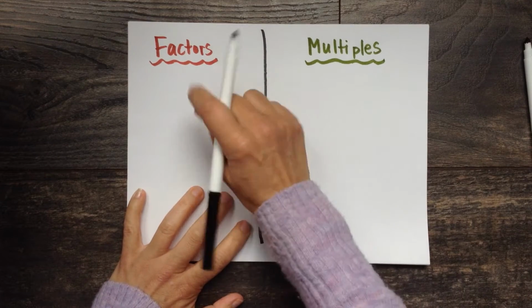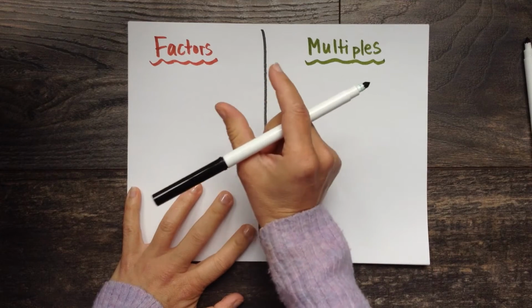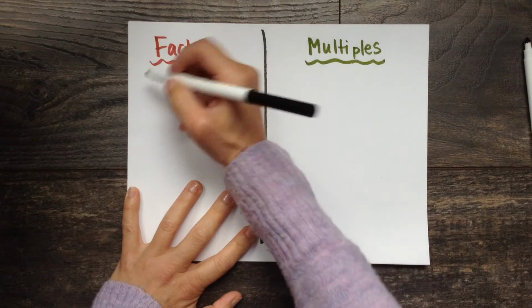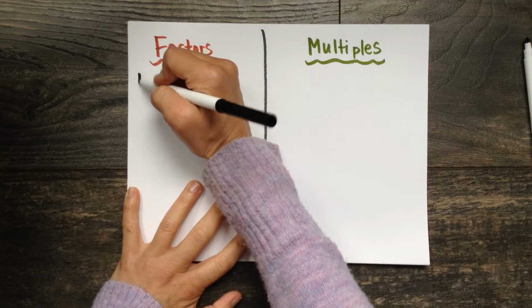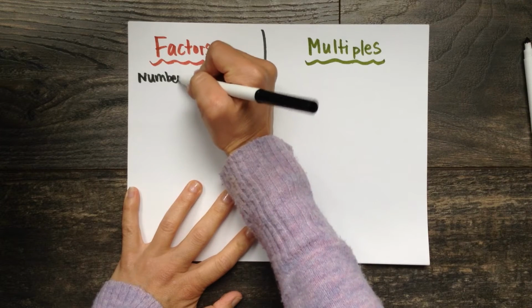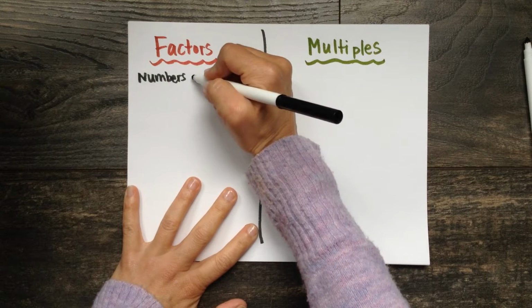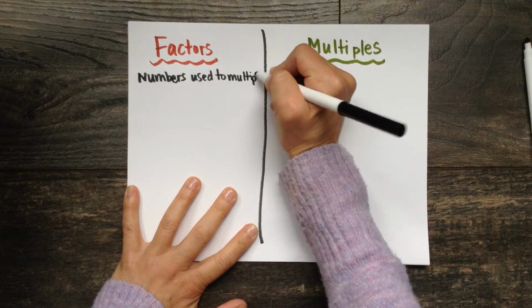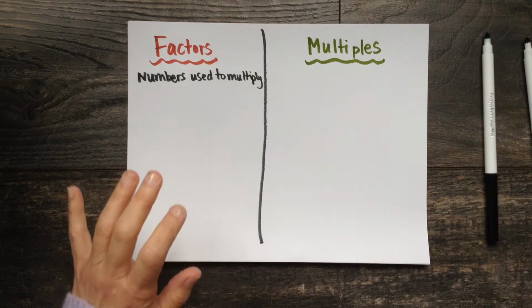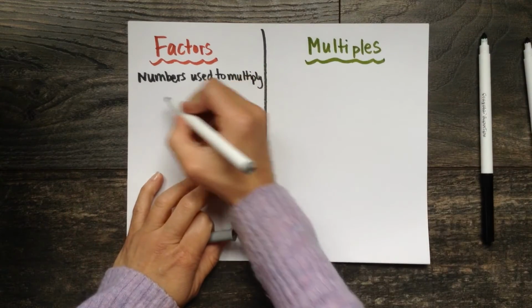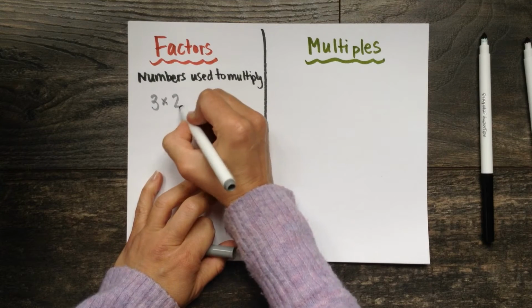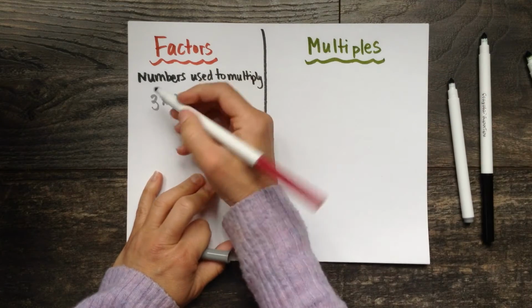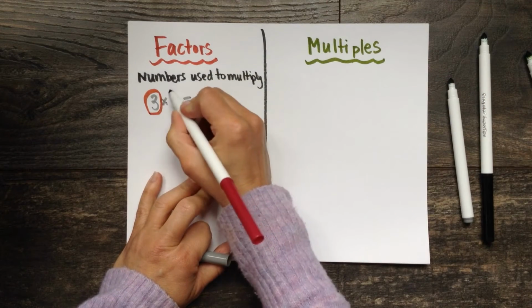So when we think about factors, I feel like they're smaller. Let's think about factors as the numbers used to multiply. Let's keep it nice and simple that way. For instance, if we were to look at 3 times 2 equals 6, our factors here are going to be 3 and 2.